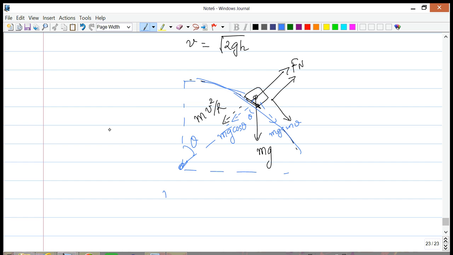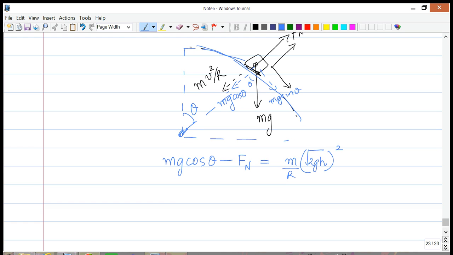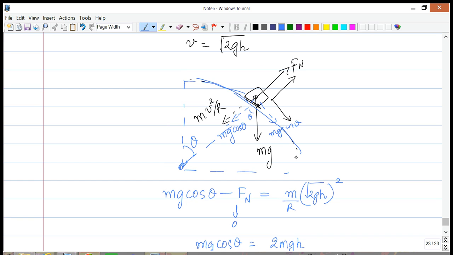Great. So what we know is that mg cosine theta minus F_N is equal to m over r times v squared, and we found v squared to be 2gh. Okay, and now our condition is that F_N has to be equal to 0. So what we get is that mg cosine theta is equal to 2mgh over r.